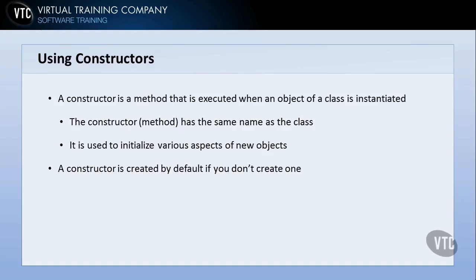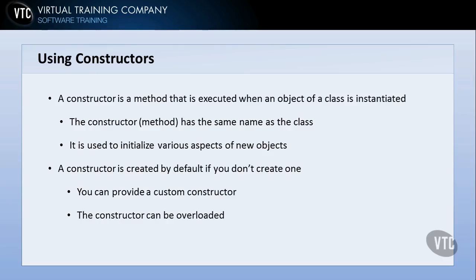Now, a constructor, by the way, has been created by default in the background. Even if you've never heard the word, you've still been using a constructor. If you don't create one, in the background the .NET framework is taking care of this for you. However, this is where the power comes in. You can provide a custom constructor, and not only that, you can overload that constructor so that you can create objects in a number of different manners. The best way to understand this, like most coding, is to see a demo.